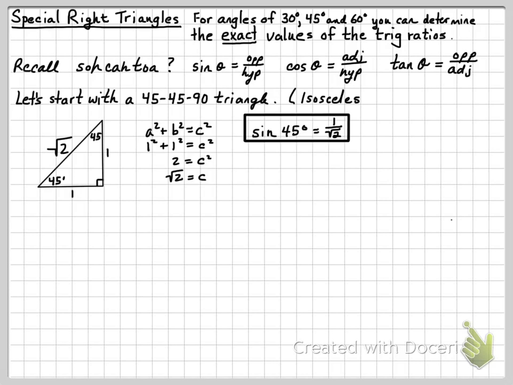That's simple. Now the cosine of our angle of 45 degrees is going to be adjacent over hypotenuse. The adjacent side is a side length of 1. The hypotenuse is also root 2. So again, it's going to be 1 over root 2.